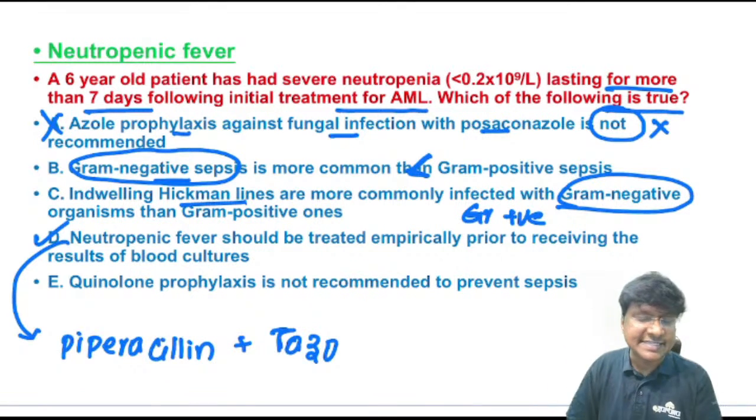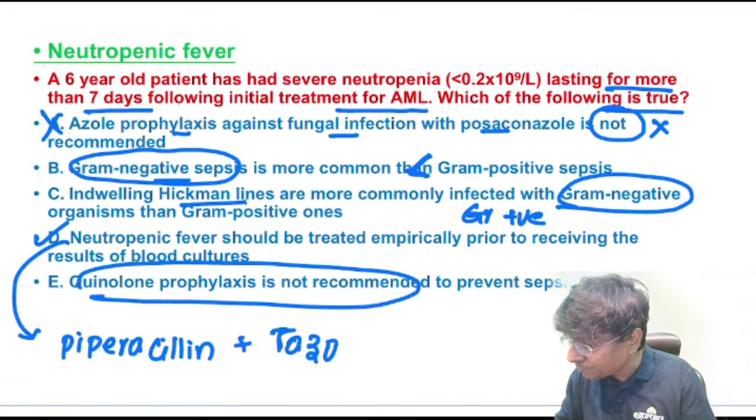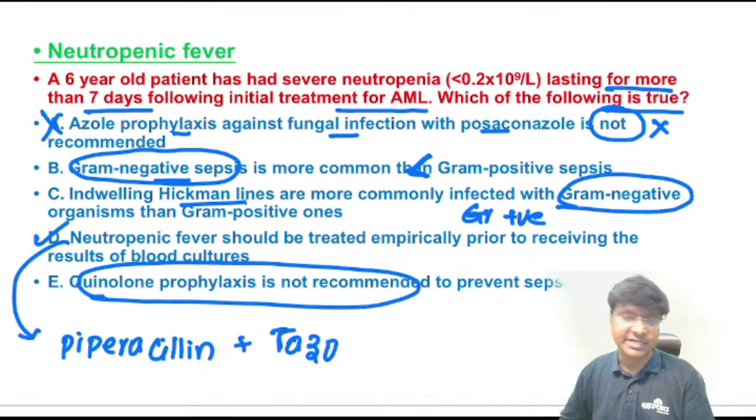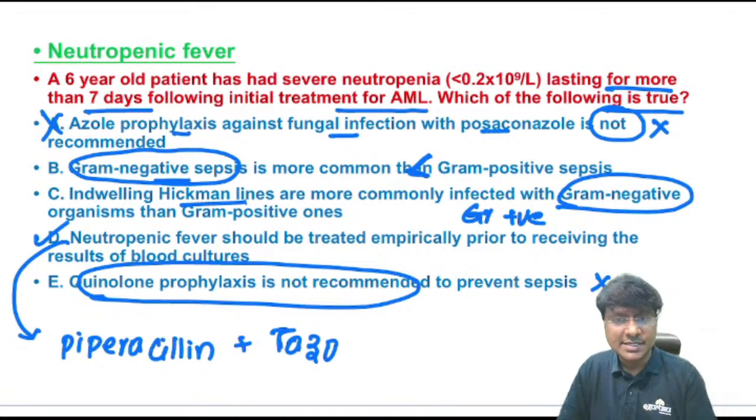Right? Piperacillin plus tazobactam should be given. Okay. And "quinolone prophylaxis is not recommended to prevent the sepsis" is an incorrect statement. Quinolone prophylaxis can be given to prevent the sepsis. Okay. Right. So the correct answer here is D.